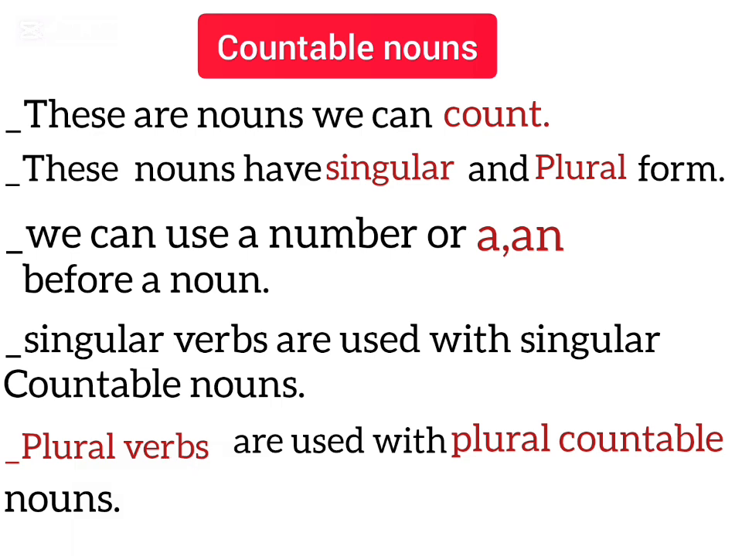So here is the summary of countable nouns. These are nouns we can count. These nouns have singular and plural form. We can use a number, a or an before a noun. Singular verbs are used with singular countable nouns. Plural verbs are used with plural countable nouns.